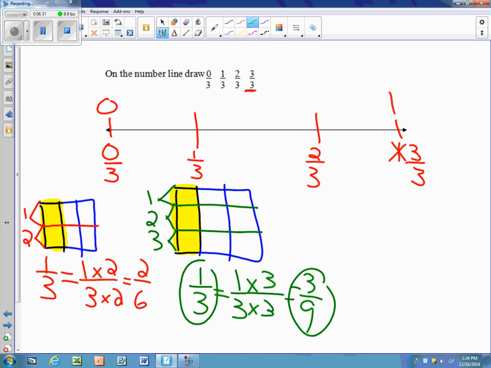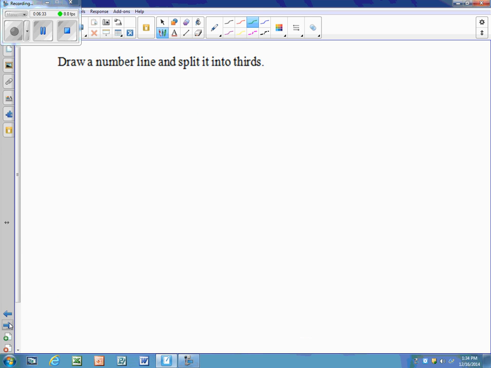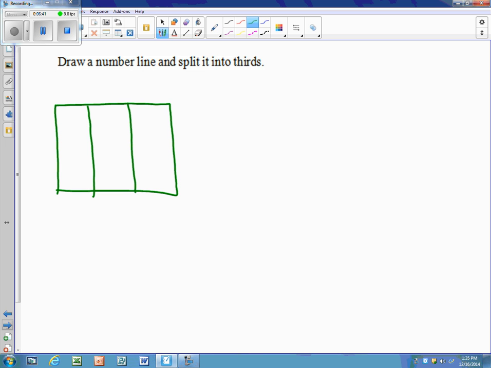Well, now we're going to move on to another example, which is a little different. We're going to start by not drawing a number line. We're going to just worry about drawing our squares. But this time I want to split it, and I want to shade in 2/3. That's where this is a little different. It's not 1/3 anymore. So we're going to do 2/3.